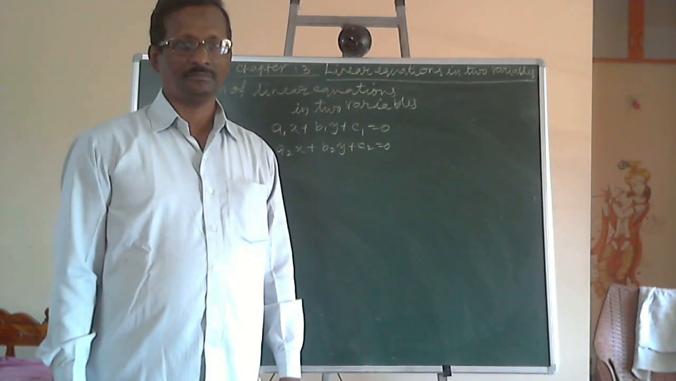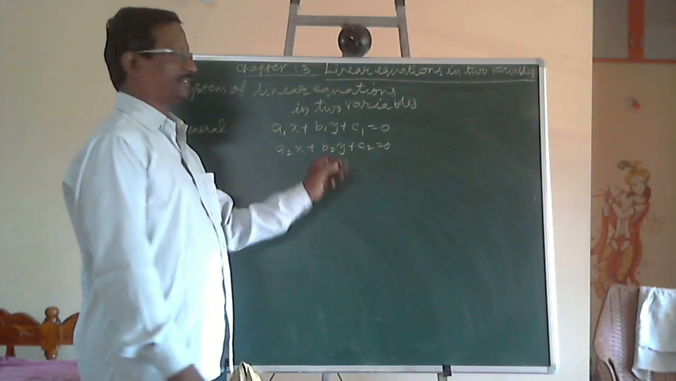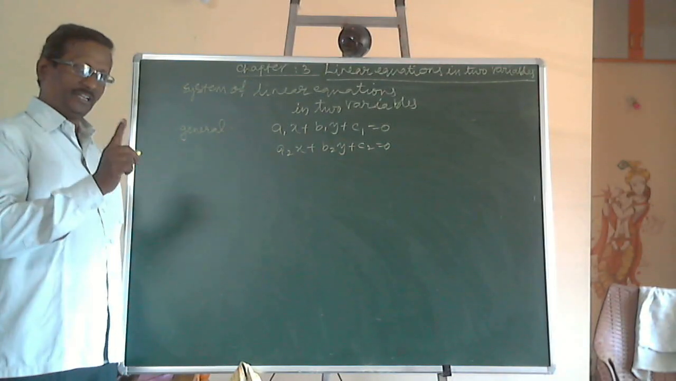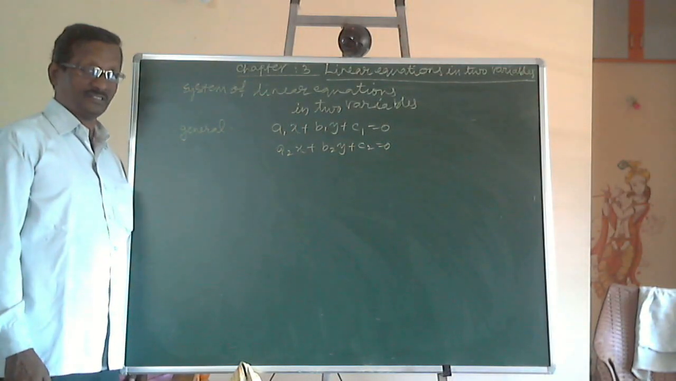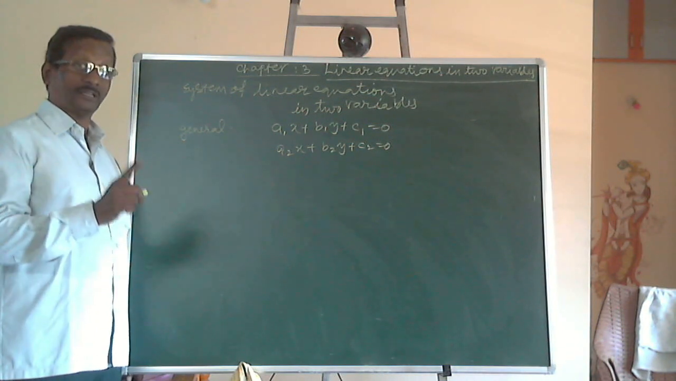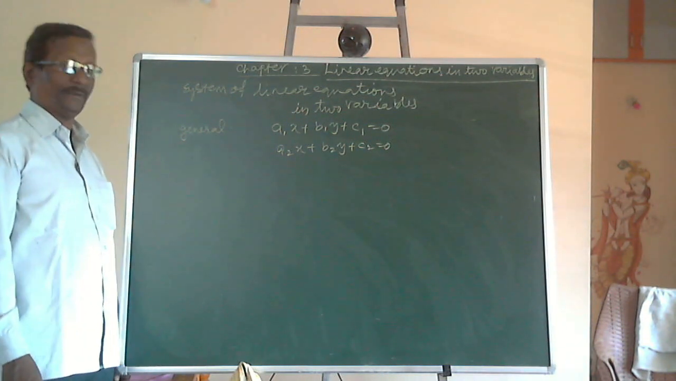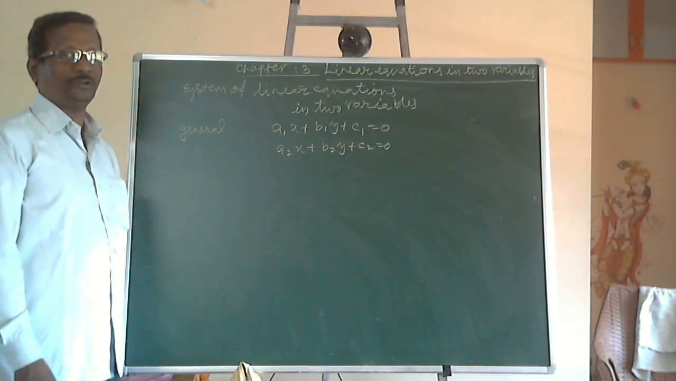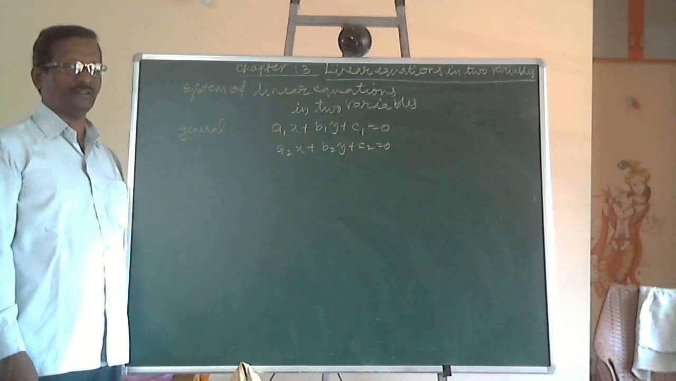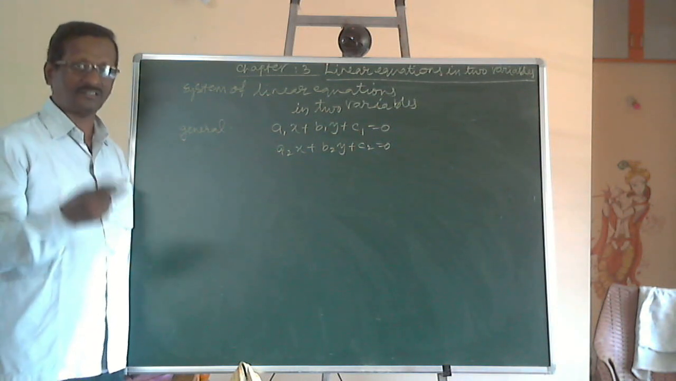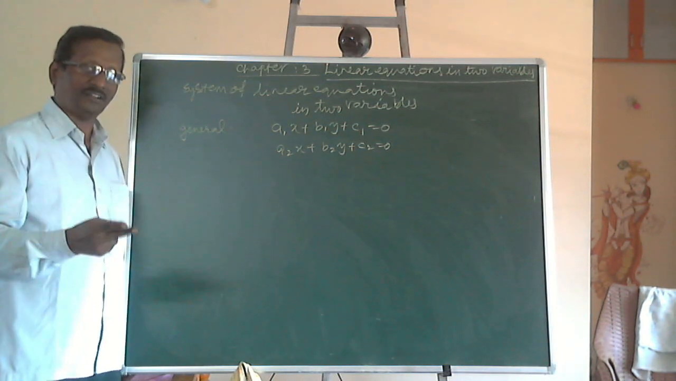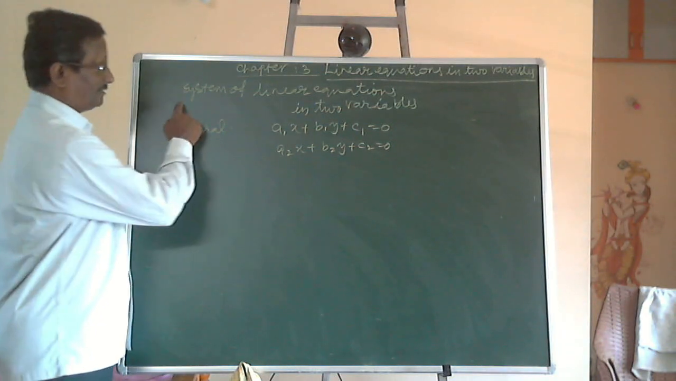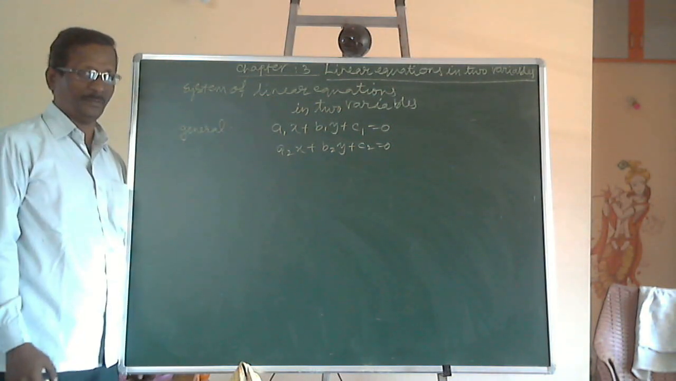Dear children, it is the second video for the linear equations in two variables. Here, if there is only one equation, as we have discussed in the previous video, there are infinitely many solutions. But a system of linear equations means a set of two linear equations in two variables, two equations together. That set of equations is called a system of linear equations in two variables.